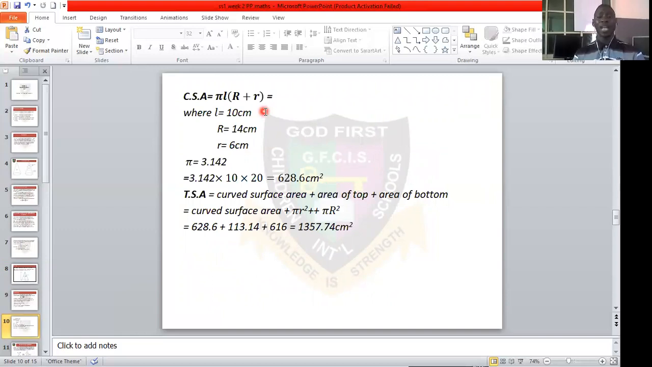And we have calculated our L here to be 10 centimeter. And from the question, we are given that capital letter R is 14 centimeter, and small letter r is 6 centimeter. Pi is given as 3.142, or you can use 22 over 7 as a fraction, but in decimal it is 3.142. If you calculate it through, that is 3.142 times 10, which is L, times R plus r, which is 14 plus 6, which will give you 20. You have your curved surface area to be 628.6 centimeter square.